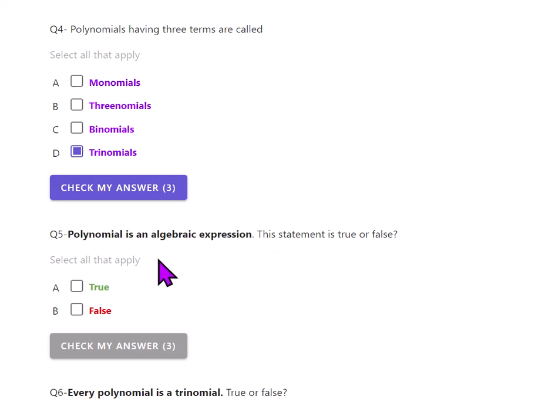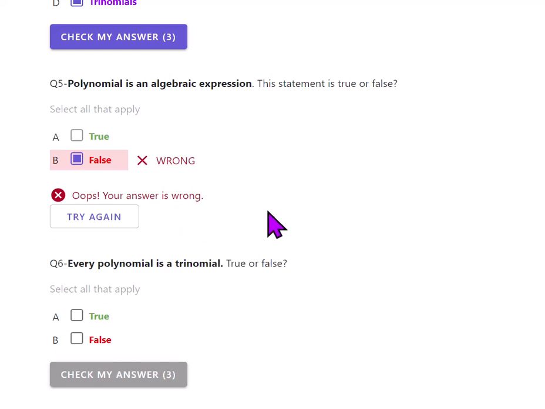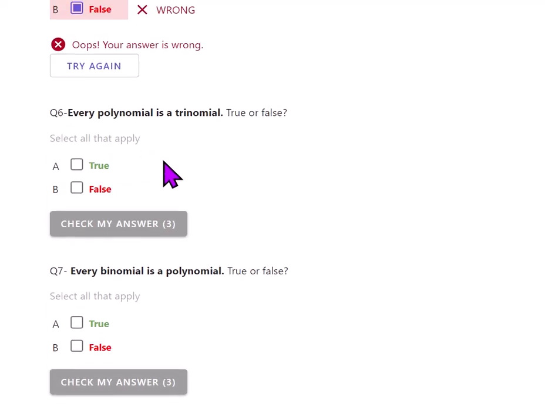A polynomial is an algebraic expression. This statement is true or false, isn't it? It's false most of the time. Well, okay, I got it wrong. It is an algebraic expression, but every algebraic expression is not a polynomial. I got my logical thinking kind of backwards there.